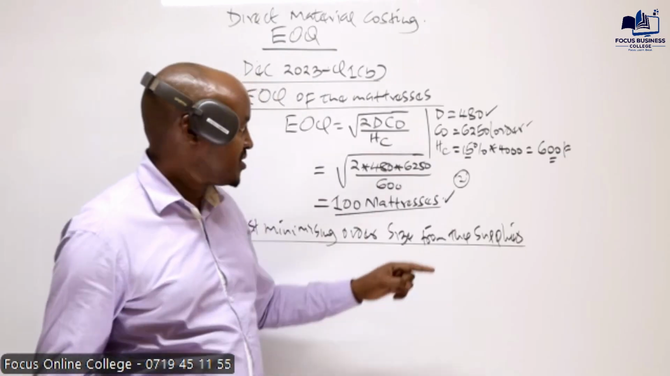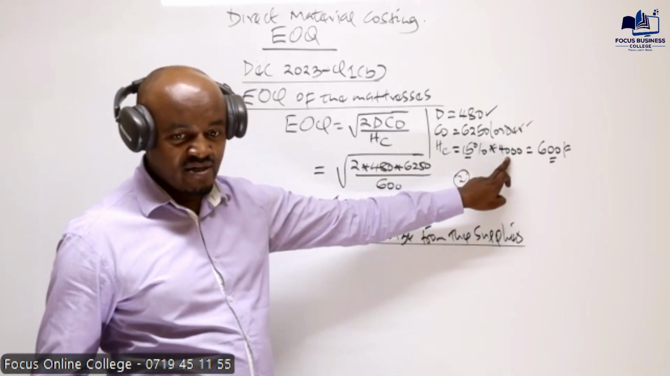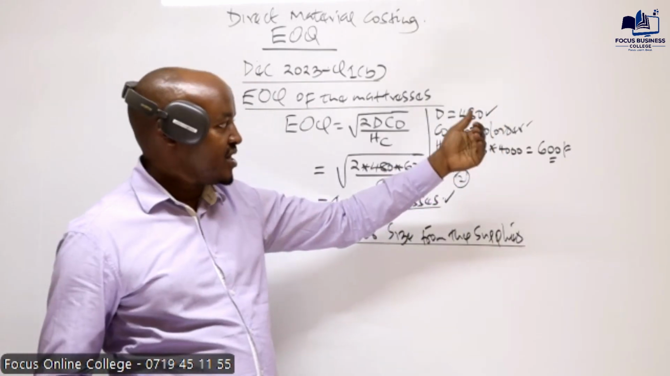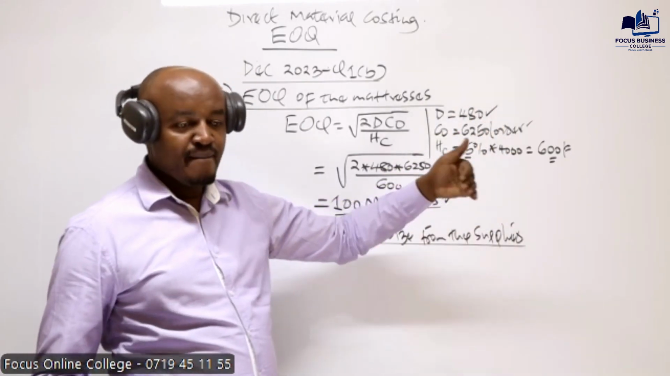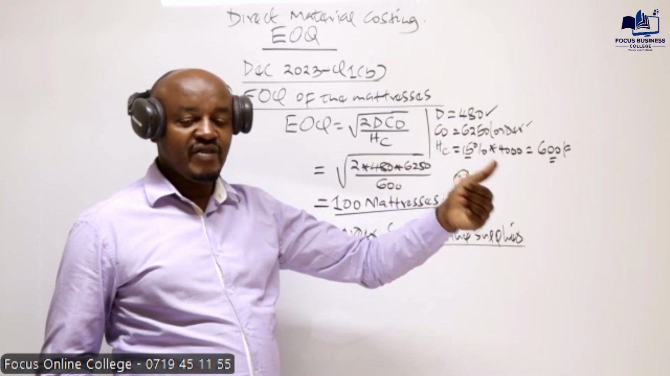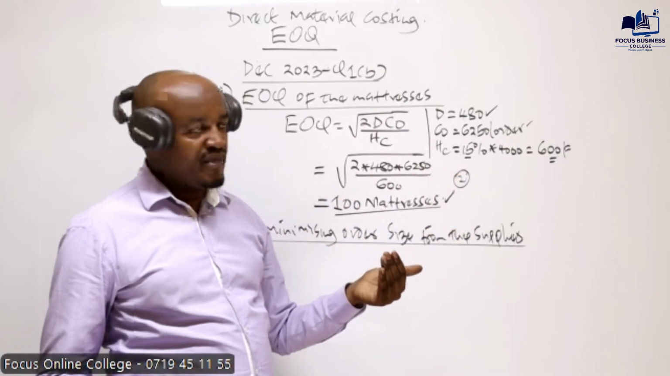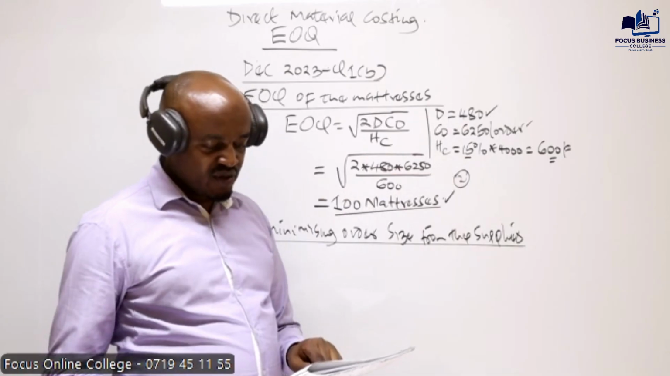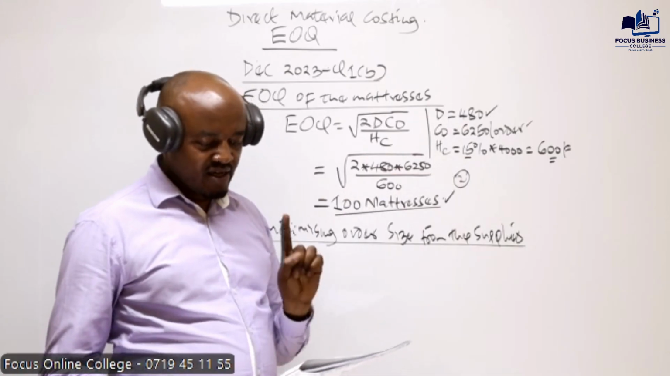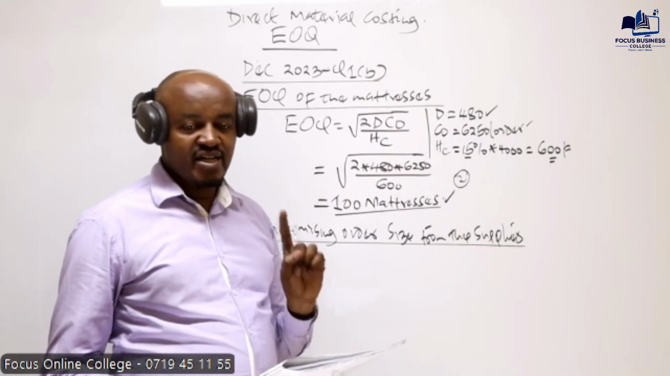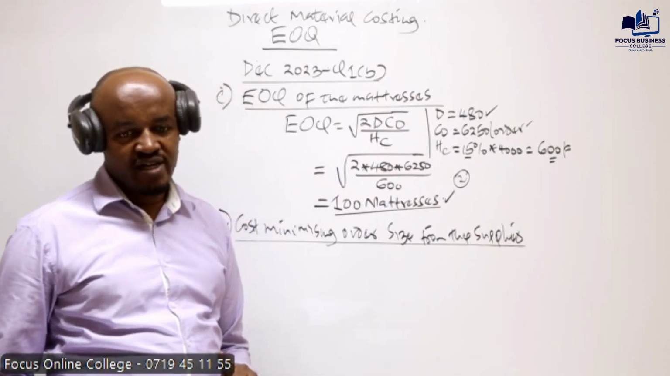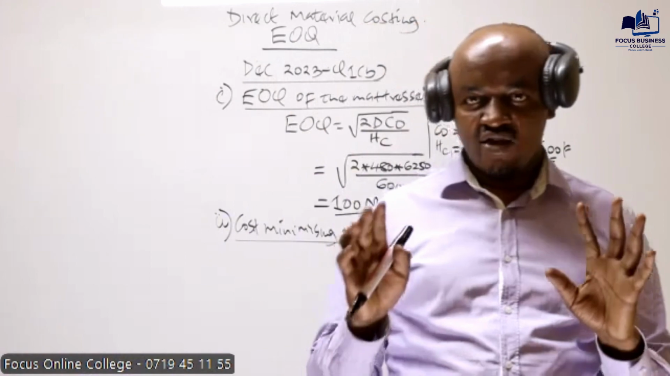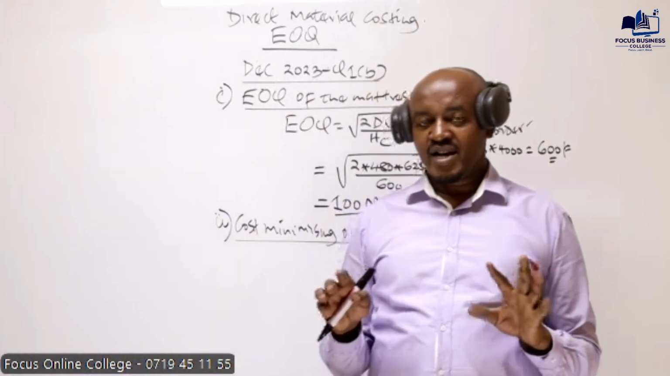Remember, the purchase price per mattress is 4,000. So if the company purchases 120 mattresses, it will not pay 4,000 but will be given a 3% discount. The price to be paid will be 97% of this. Then you're told there is also a discount of 5% for orders of 180 mattresses. So in this case, our company has 3 options.